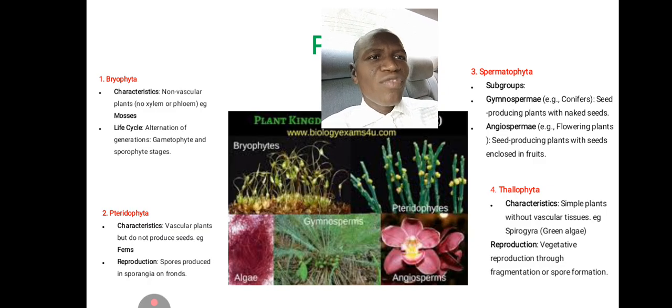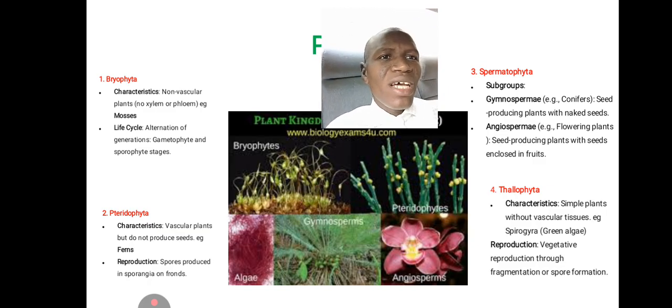Then lastly, Spermatophyta, which is divided into two subgroups. We have Gymnospermae and Angiospermae. Under Gymnosperms, they are seed-producing plants with naked seeds. Their seeds are naked. They don't cover their seeds. Yes, we know examples of this, like cycads, pine, and so on. They don't cover their seeds.